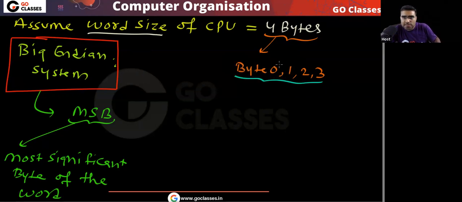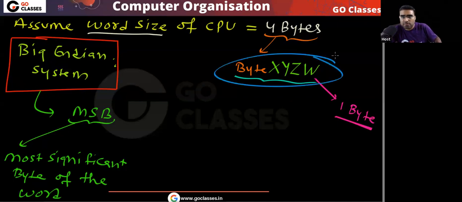So let's assume there are 4 bytes, A, B, C, D, something like this. Let's assume this is 1 byte of data. Just consider this is 1 byte. You can say X, Y, Z, W, for simplicity, so that you don't get confused with the hexadecimal notation. So let's assume this is your X, Y, Z, W. This is your word. So this is a 4 byte data.